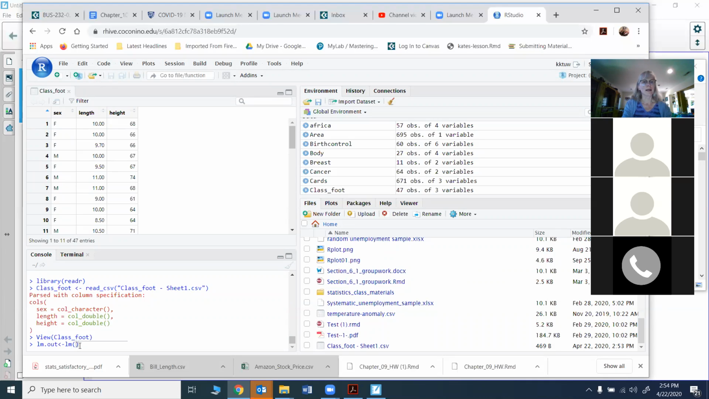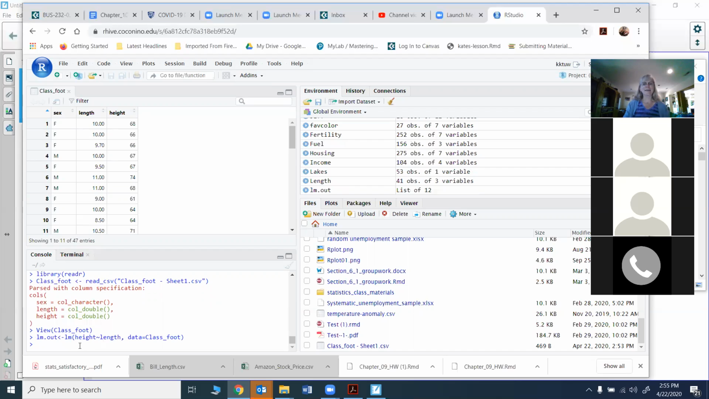And then we are looking at height versus length. So height is my response variable. Length was my explanatory variable. So you always want to put your response variable first, and then your explanatory variable second. Then you do have to tell it where the data is. And it was class foot.